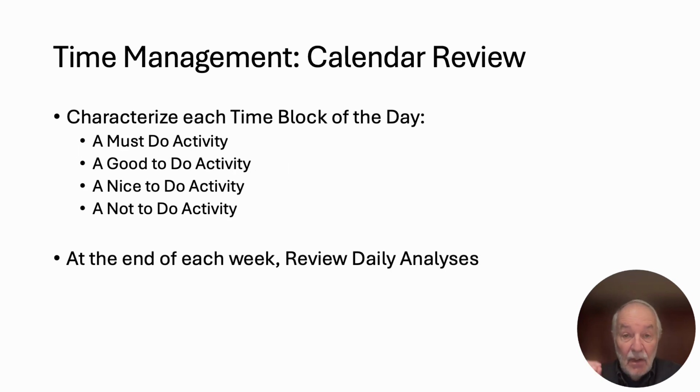By extension, you can actually go back in the past and review your calendar. Each of you has that to characterize each time block of the day. So for yesterday or the day before, you can characterize how you spend your time in each segment as a must-do activity, a good-to-do activity, a nice-to-do activity, or a not-to-do activity. And then, having done so for each day of the week, at the end of each week, review your daily analyses to compile what you've observed and what you've learned.